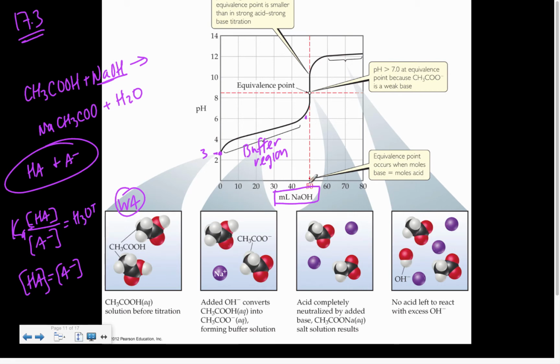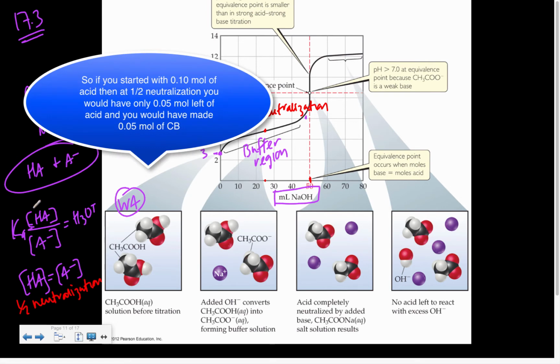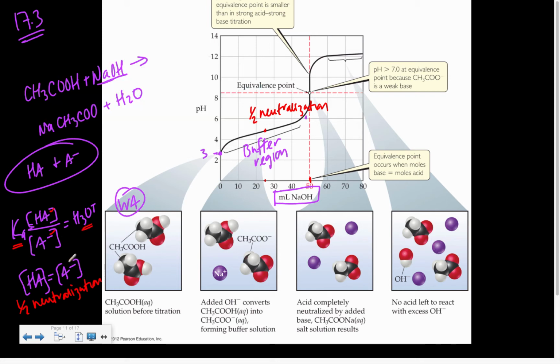If neutralization happens at 50, then at 25 we have our half neutralization. At our half neutralization point, the concentration of HA equals A minus, because I've neutralized half of this, which means that I have equal amounts of this and this. If I think about that, when this concentration equals this concentration, my Ka is equal to my H3O plus.